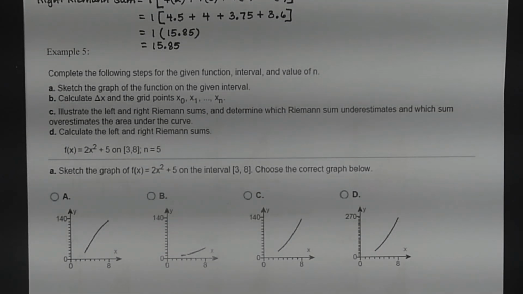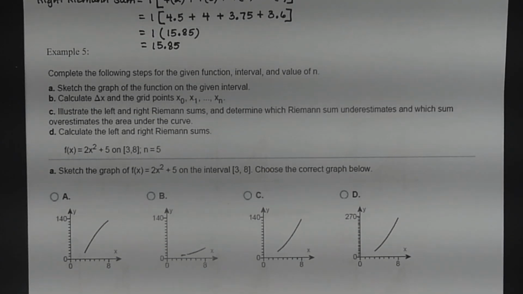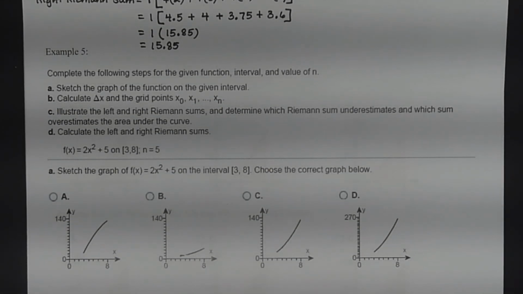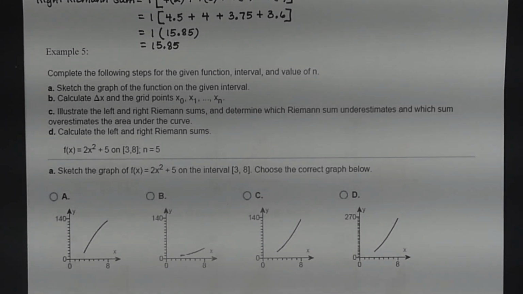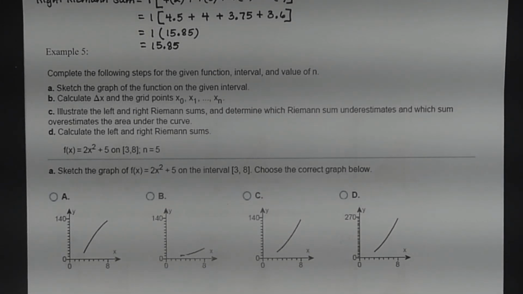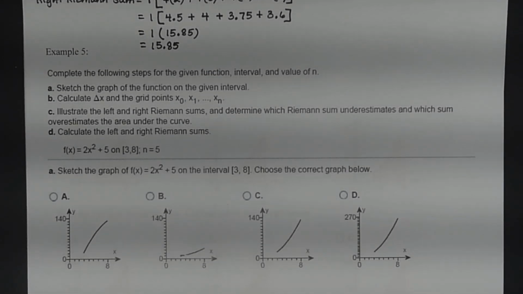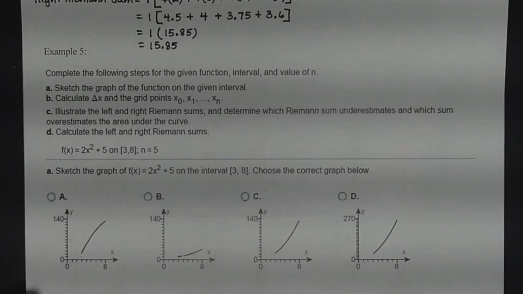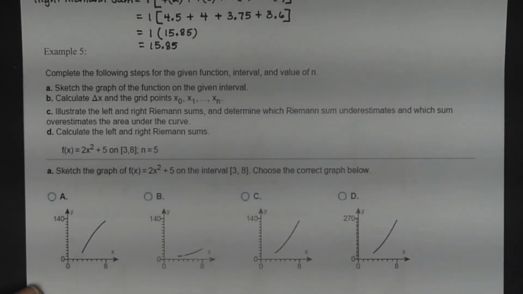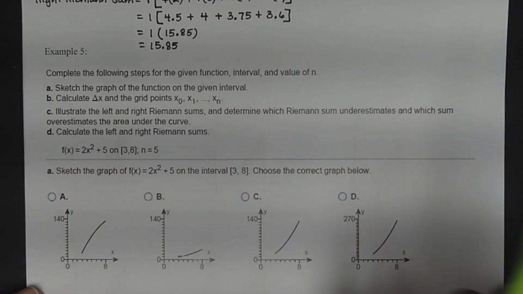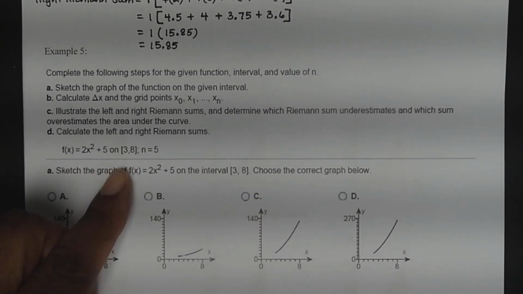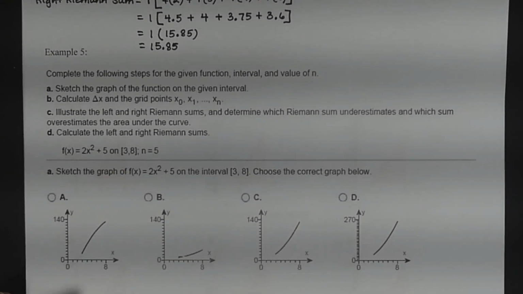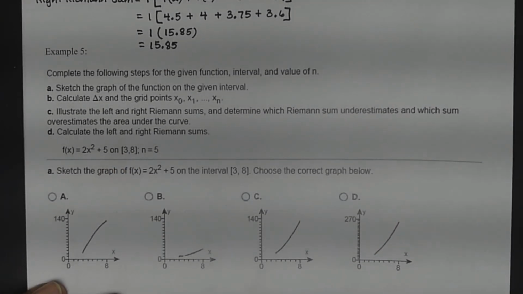Then part C, illustrate the left and right Riemann sum and determine which Riemann sum underestimates and which sum overestimates the area under the curve. And then you're going to calculate the left and right Riemann sum. So that's parts A through D. We're going to start with the function f of x is equal to 2x squared plus 5. The interval that we're dealing with is from 3 to 8, and we have 5 sub-intervals. N is equal to 5.